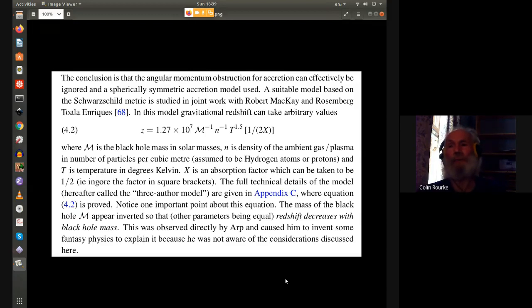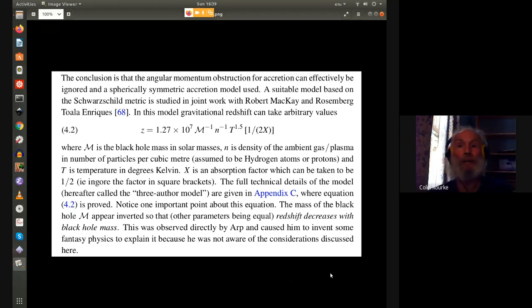The full details of the model, which I call the three-author model, are given in the appendix to the book, so you can pick that up and look at it afterwards. But there's a very important point about this equation. Z is something times mass inverse times something else. So the mass of the black hole appears inverted. So other things being equal, redshift decreases with black hole mass.